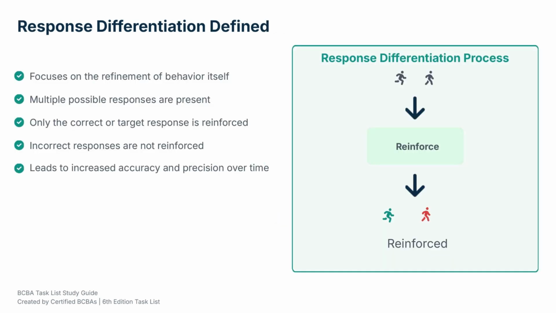Response differentiation focuses specifically on differences among behaviors. In many learning situations, the learner may initially produce multiple possible responses. Through differential reinforcement, the correct or target response is reinforced while incorrect responses are not reinforced. Over time, this process leads to increased precision and accuracy in behavior. So the key idea here is that learning occurs through selecting the correct response among several alternatives. This is what allows behavior to become more refined and more effective over time.